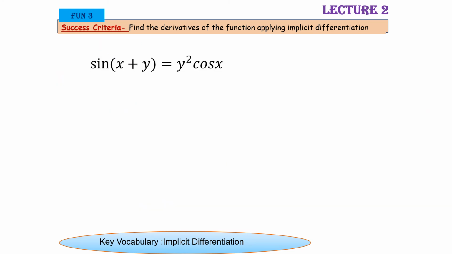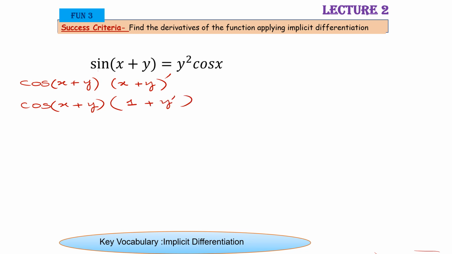Let's try to solve a little complicated question in order to understand and clear the concept. So it is sin u. Derivative of sin u is cosine u and then u prime, that means x plus y whole prime. So we were writing cosine x plus y as it is. Derivative of x is 1 and derivative of y is y prime.